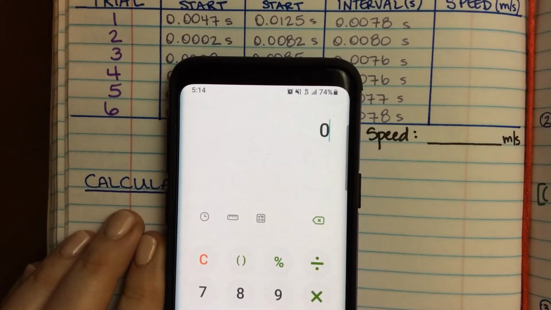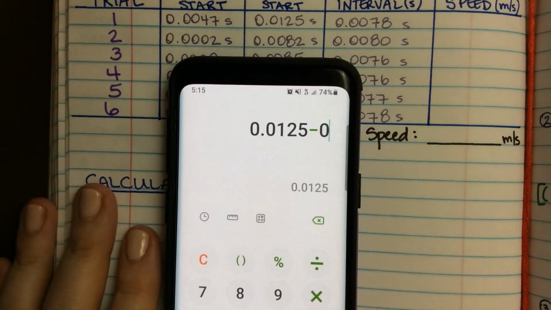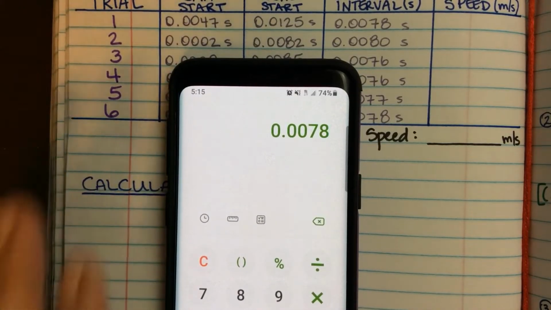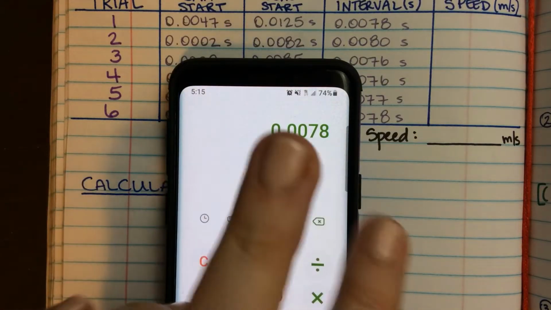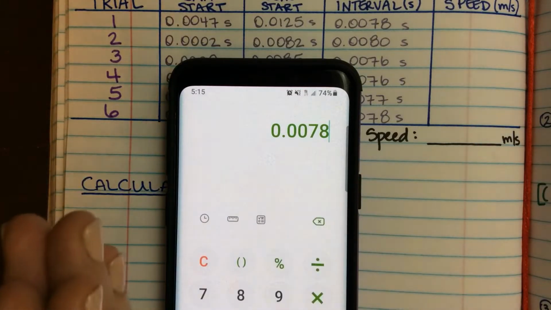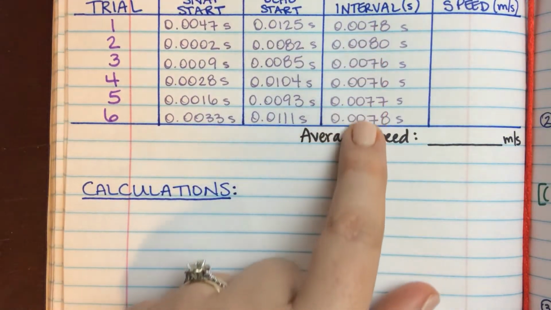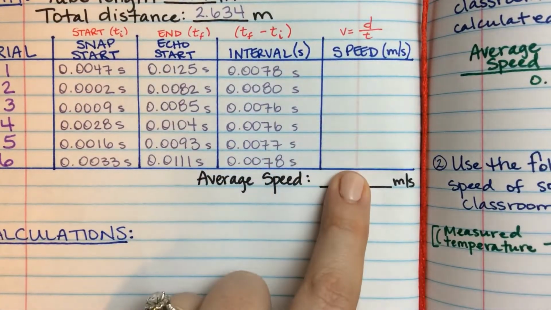My echo start time, 0.0125, minus my snap start time, 0.0047, is going to be this, 0.0078. Be very careful about your decimal places. If this number is negative, you've flipped your numbers around. Make sure that you're doing your echo start minus your snap start. So once you've got your interval for all 6 trials, now you can calculate the speed.